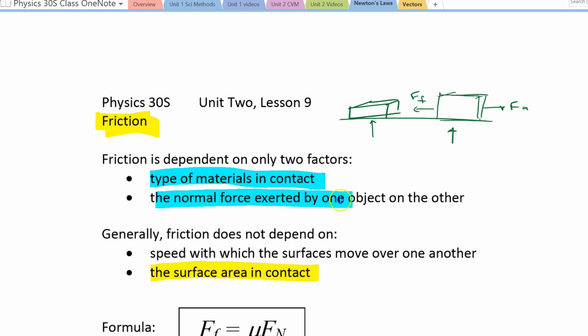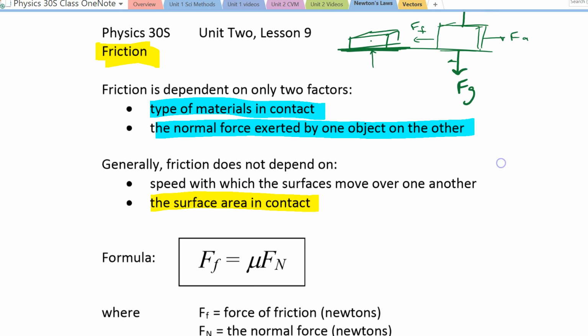The other one is the normal force exerted by one object on the other. So if I was to finish the diagram here, there's also a force of gravity downwards. Let's see if I can grab a pen here. There's a force of gravity downwards, and there's a normal force upwards. So even though when I draw the free body diagram the force goes away from the object, what's really happening is this interaction between the surface and the object, where the surface is pushing back up on the object, and it's that pushing back up on the object which changes the friction.